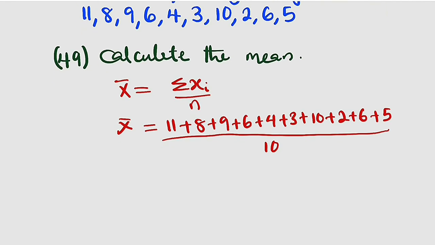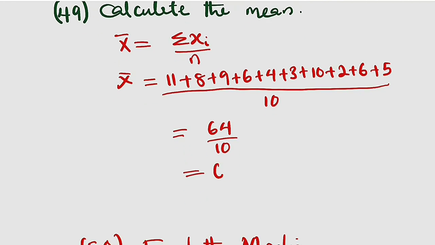And once you add all of these numbers together, you're going to get 64. Then you divide it by 10. And once you divide this by 10, you're going to get 6.4. And hence, the mean of this distribution is 6.4.